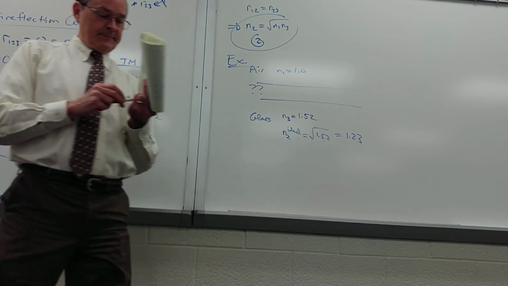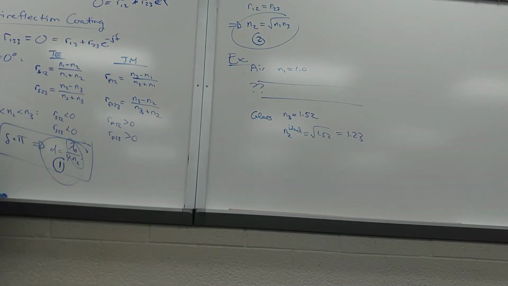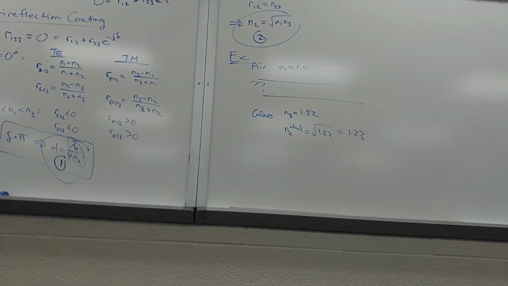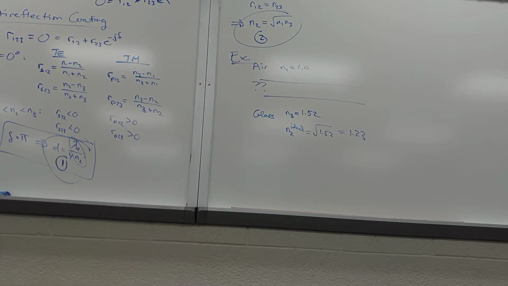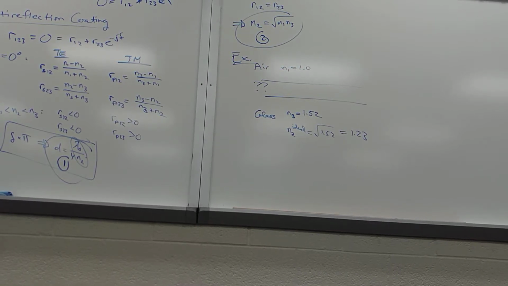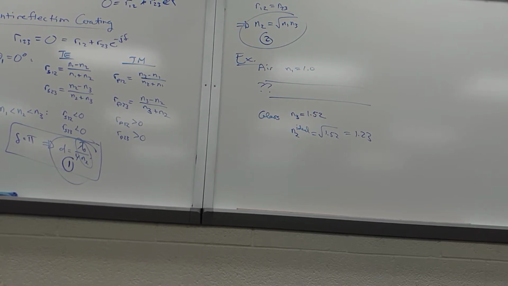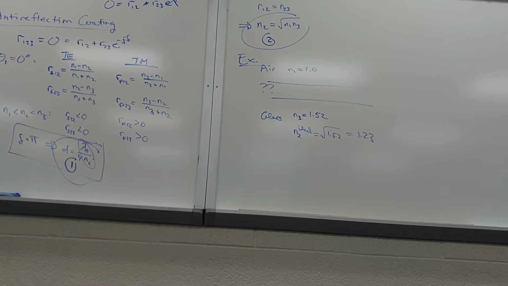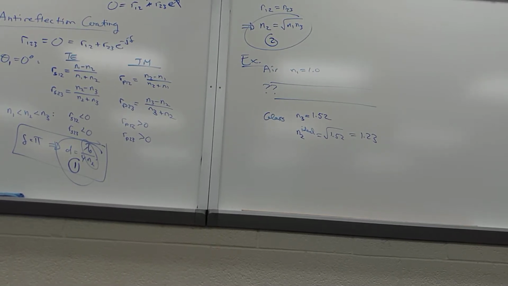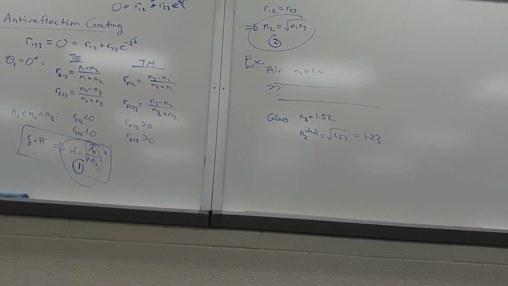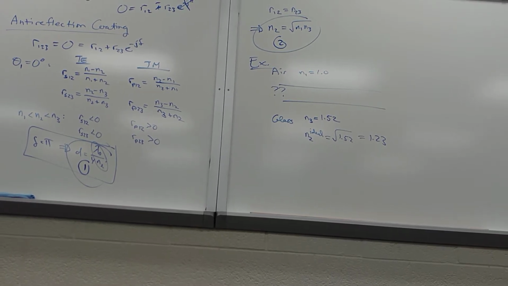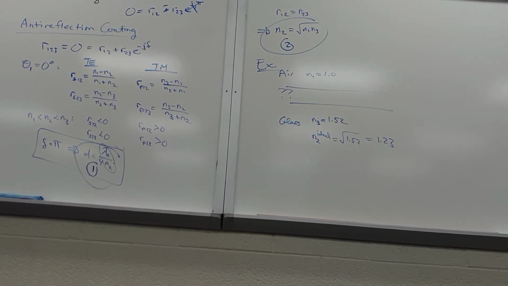Okay, so we look around and we find, shoot, there is no material that has a refractive index of 1.23. So, darn, we cannot make a single layer anti-reflection coating because of lack of materials. Do multiple layers. So before we do multiple layers, let's ask the question, well, how good can we do given available materials?